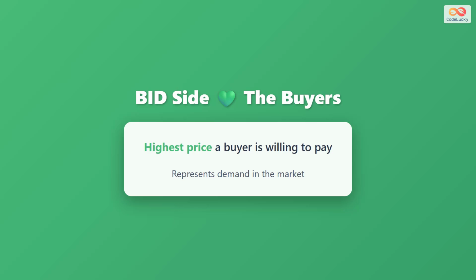Let's focus on the bid side first. The bid is the highest price that a buyer is currently willing to pay for an asset. This side of the order book represents demand in the market. The more buy orders you see, the stronger the demand for that particular asset.